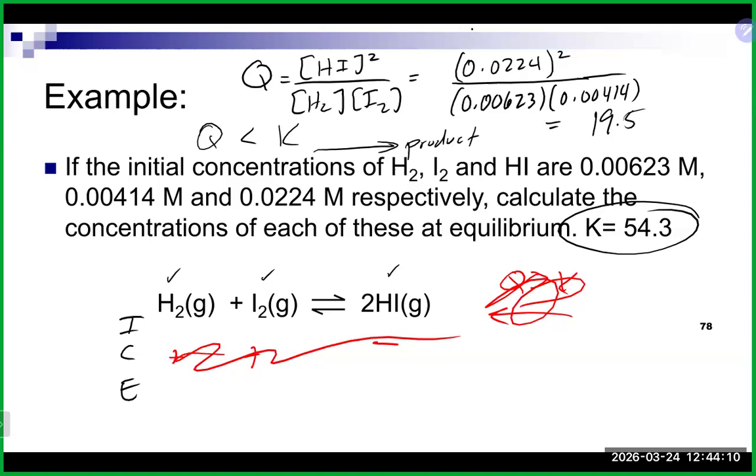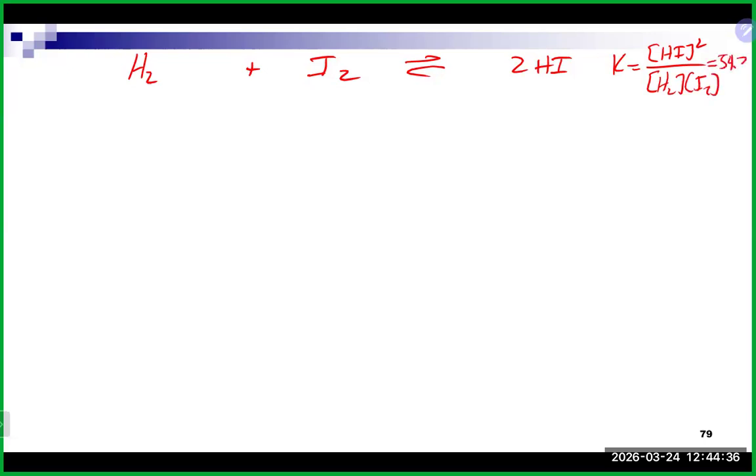All right. So we're going to do an ice table here. It's an ice table for sure. So we got an H2, an I2 going this way, and a little 2HI action. And obviously we could write our equilibrium expression here, which is the exact same one we did in the previous example. So we're going to go HI squared over H2 and I2, and that's going to equal our 54.3 in this case. All right, so initially here we got for our H2 0.00623. We got a 0.00414. And in this case, this is not 0.